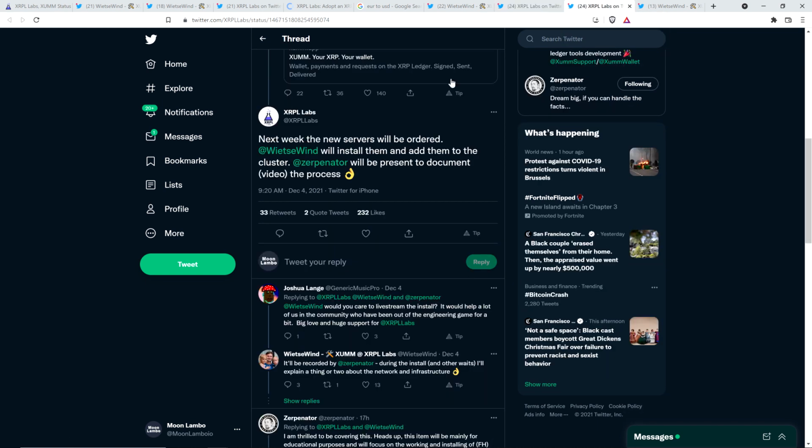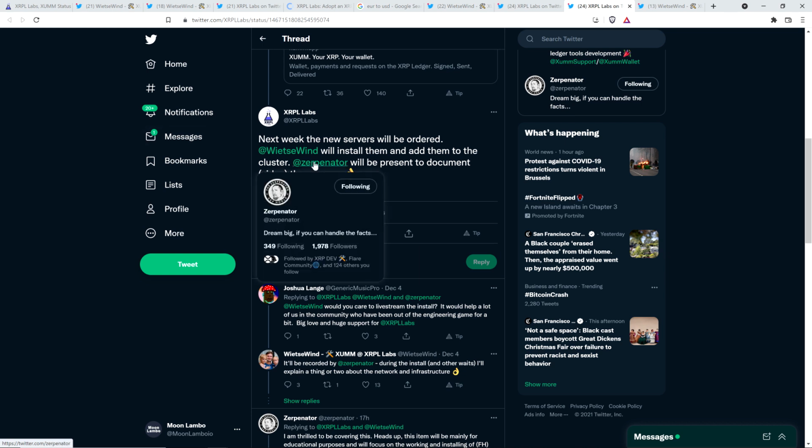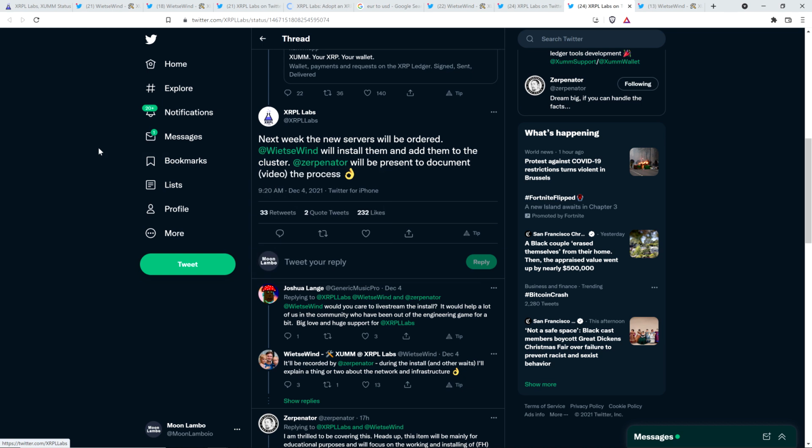Right? Then there was also this from XRPL Labs. "Next week, the new servers will be ordered. We'd say Wind will install them and add them to the cluster. Zerpinator will be present to document (video) the process." So that's cool.